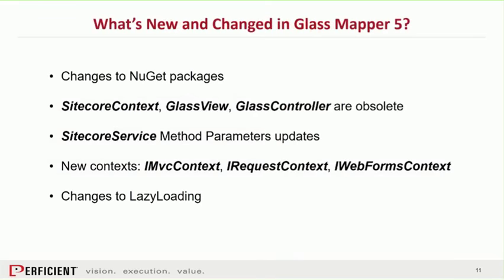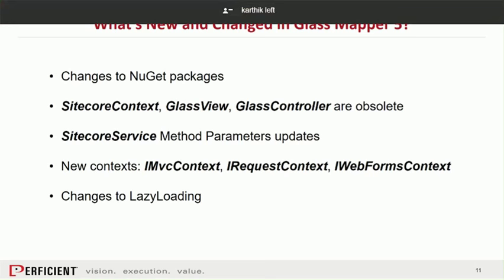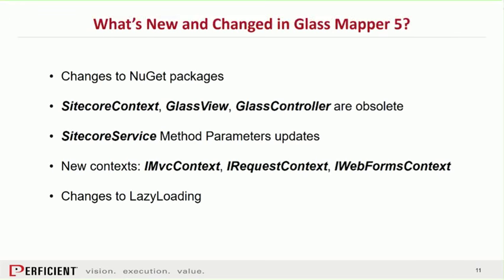Slide. So what's new and changed in GlassMapper 5? Here listed are the big 5 things. We'll go through each one individually. So changes to NuGet package. Shu already touched on this, but the big change again here is that the NuGet packages now include the version number to correspond to the version of Sitecore you're using. So there's our big change number 1.